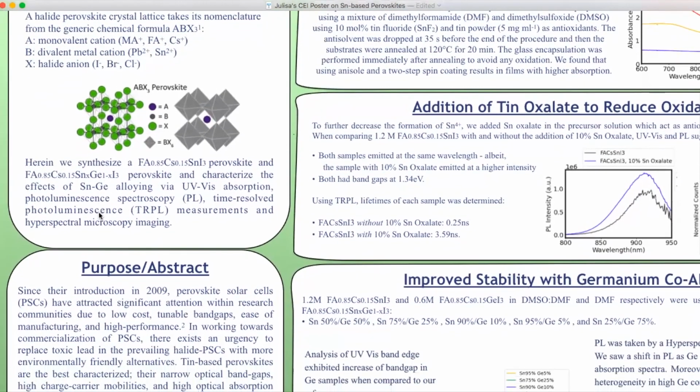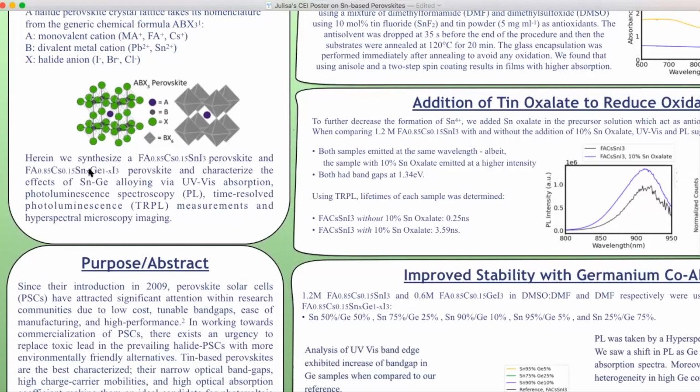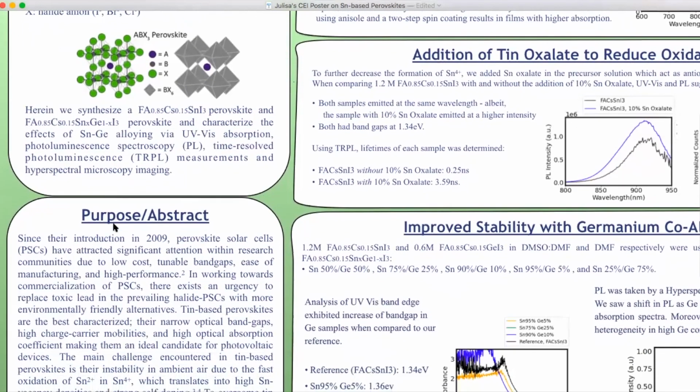And so in my project, we synthesized a tin-based perovskite and a tin-germanium-based perovskite and characterized the effects of tin-germanium alloying via UV-vis absorption, photoluminescence spectroscopy, time-resolved photoluminescence, and hyperspectral microscopy imaging.